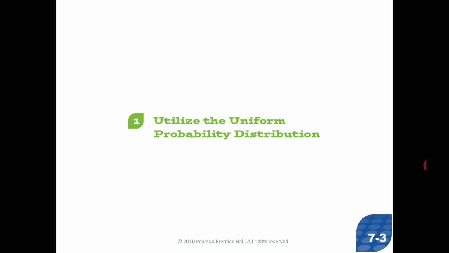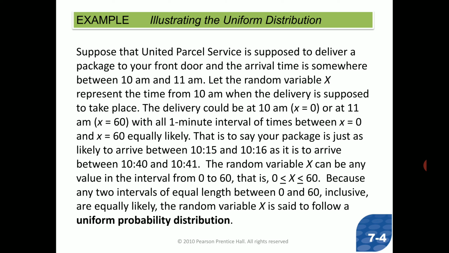So let's first look at the uniform distribution. Suppose the United States Parcel Service is supposed to deliver a package to your front door and the arrival time is somewhere between 10 and 11 a.m. Let the random variable x represent the time from 10 a.m., when the delivery is supposed to take place. The delivery could be at 10 a.m., where x is 0, or 11 a.m., where x is 60, with all 1 minute intervals of time in between x equals 0 and x equals 60. That's to say your package is just as likely to arrive between 10:15 and 10:16 as it is to arrive between 10:40 and 10:41.